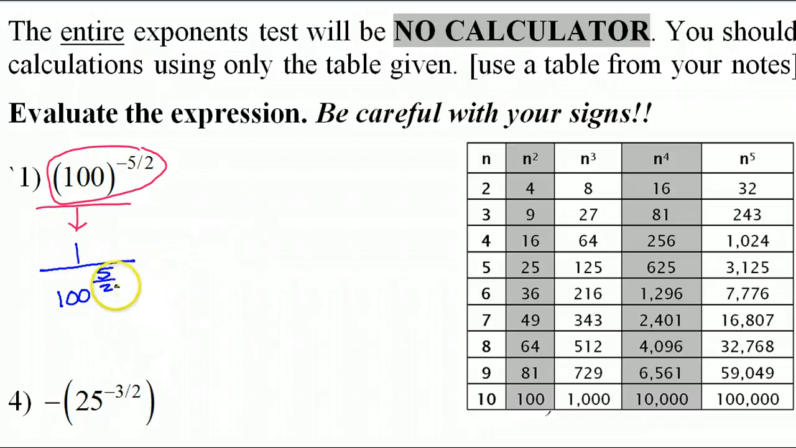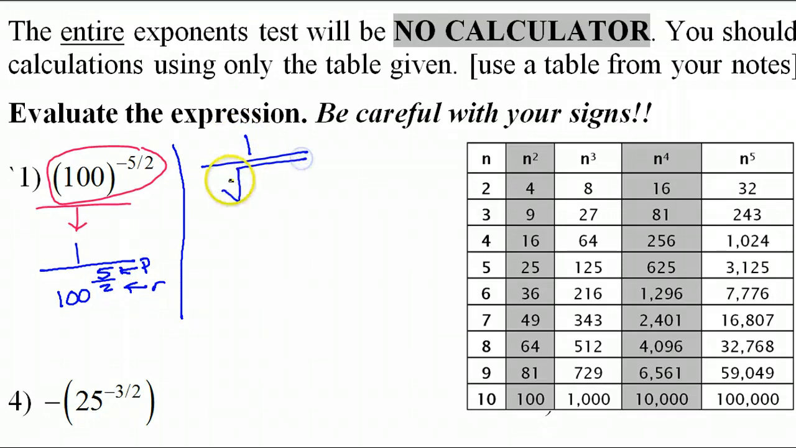Now, for this problem, the best thing to do is to rewrite the denominator into radical form. Remember, fractional exponents are always in the form power over root. Power over root. So 5 is the power and 2 is the root. So this will then become the second root of 100 to the 5th power. Now please understand we wouldn't really write the 2. Square root, second root is understood.